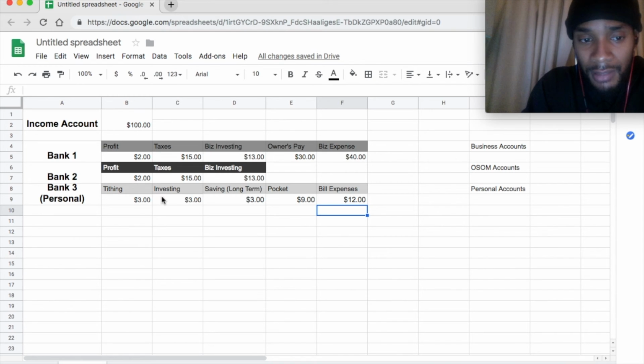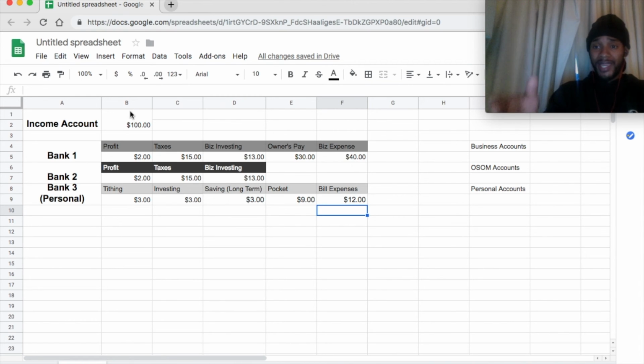So you got tithing, 10%, 10%, 10%, pocket 9. So all this is going to equal out to $30. You got 3, 6, 9, 18, 12, which is 30. And this is going to be in your personal account. Now this whole chart here is all the method of paying yourself first and how to maintain the amount of money that comes in for your business. So you're able to keep increasing where you're not worrying about going into debt because you set this entire process up.